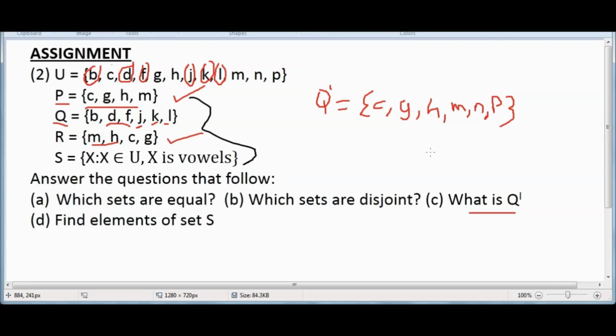The last question: find the elements of set S. S is a set of vowels. But there is no single vowel in the universal set. They are all consonants. That means S is an empty set. Or we can simply write it like this.